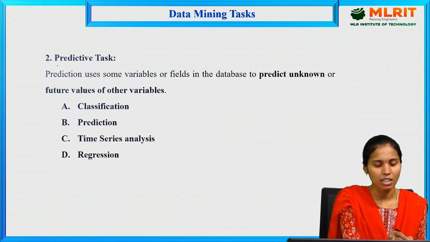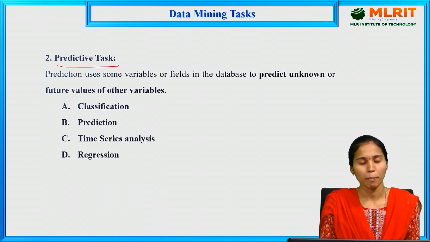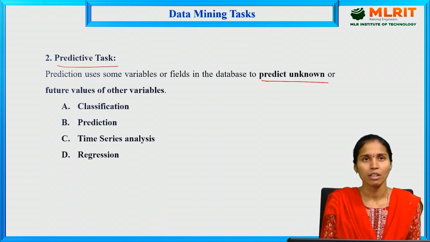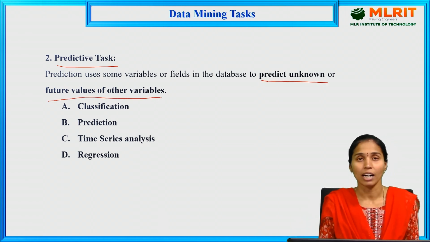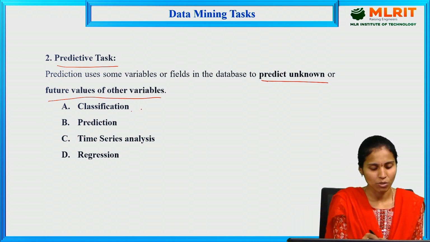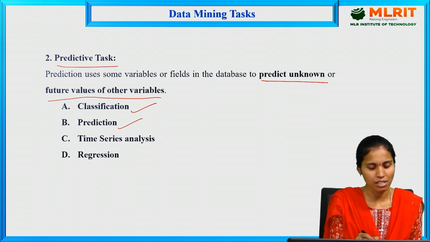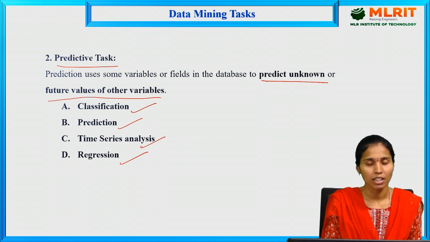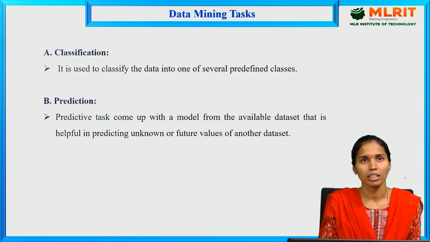Second one is a predictive task. The prediction uses some variables or fields in the database to predict unknown or future values of other variables. Predictive tasks are of four types. First one is classification. Second one is prediction, third is time series analysis, and the last one is regression.